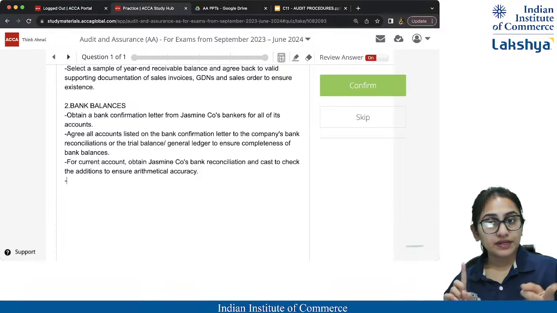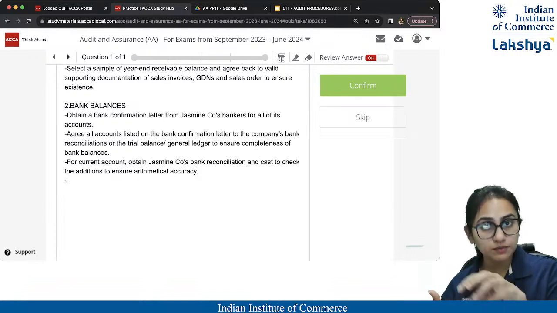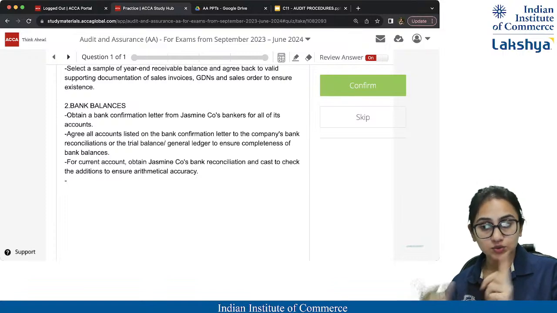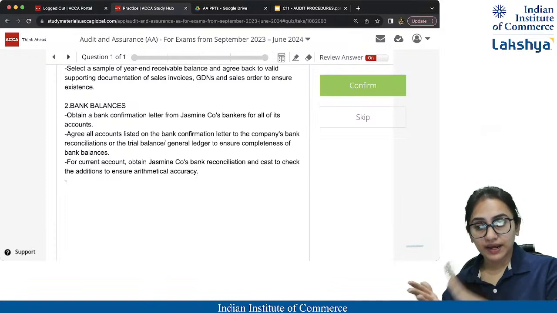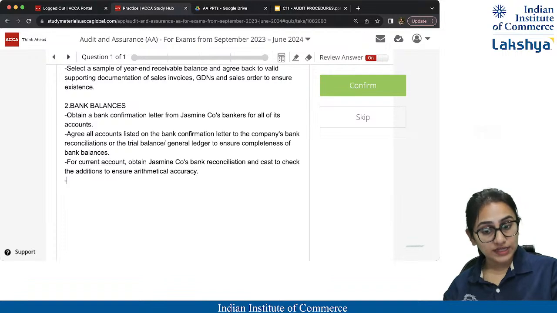you have to compare if the same balance which the bank is saying that same is included in the books of accounts. Yes, there is no difference in the balance. Whatever the bank is saying is the overdraft balance, or whatever the bank is saying is your balance, that much is only included in your books of accounts. So next point can be about that.